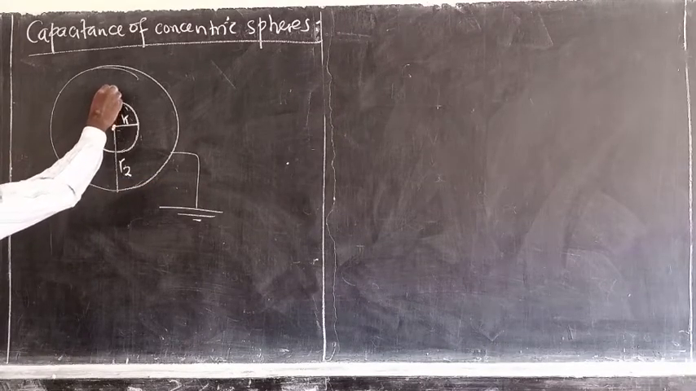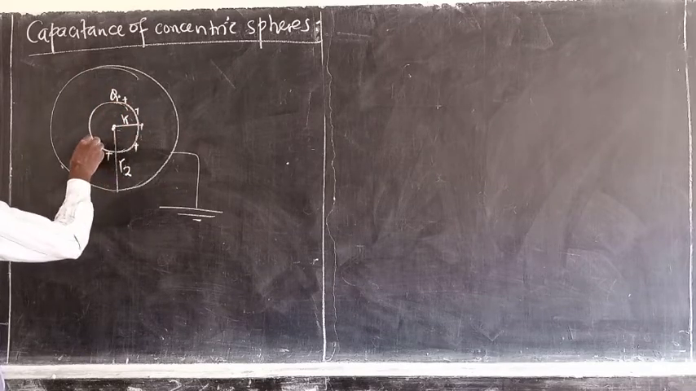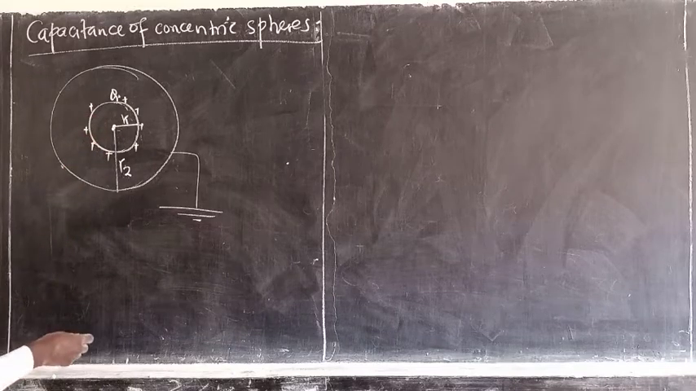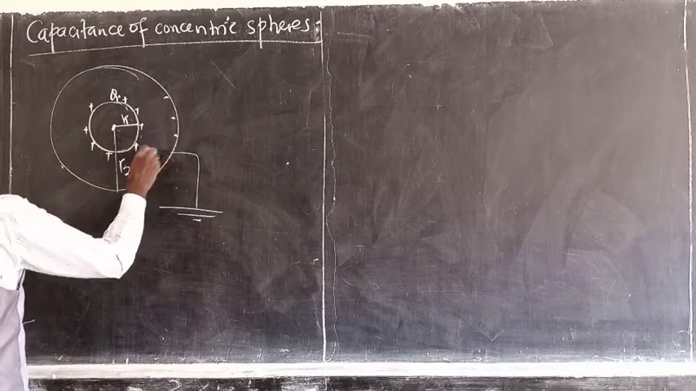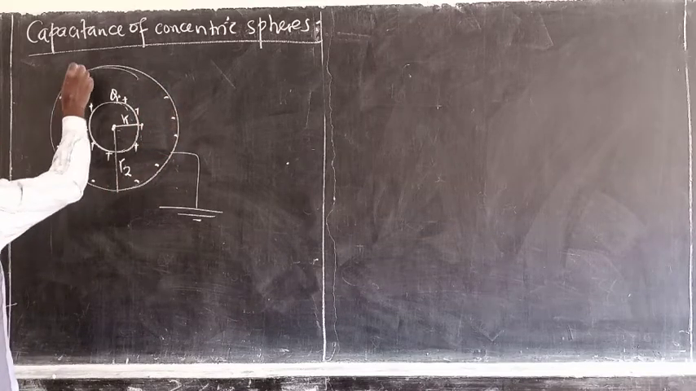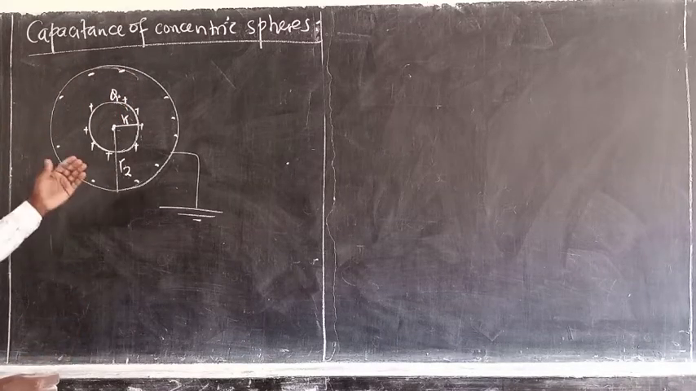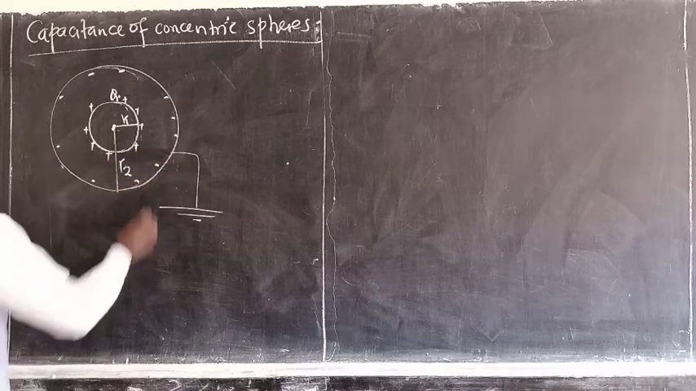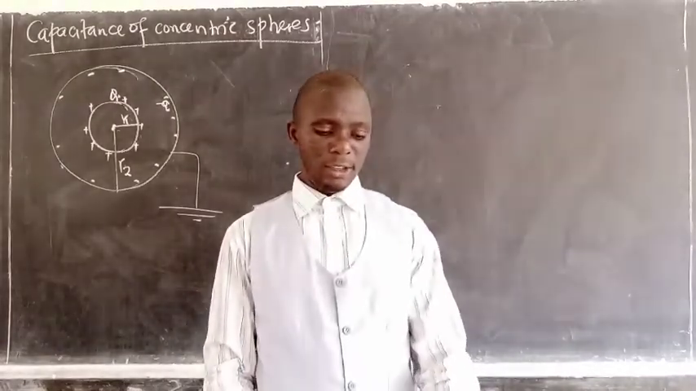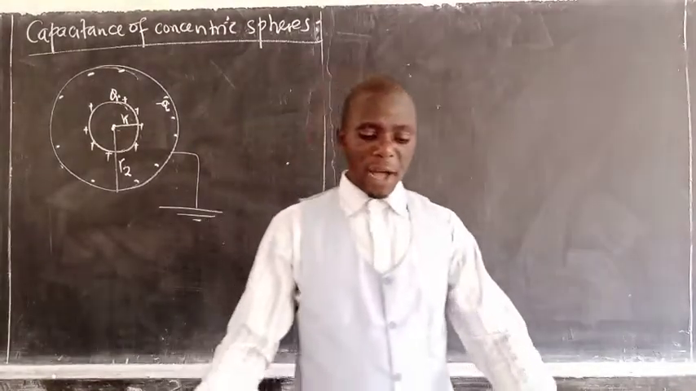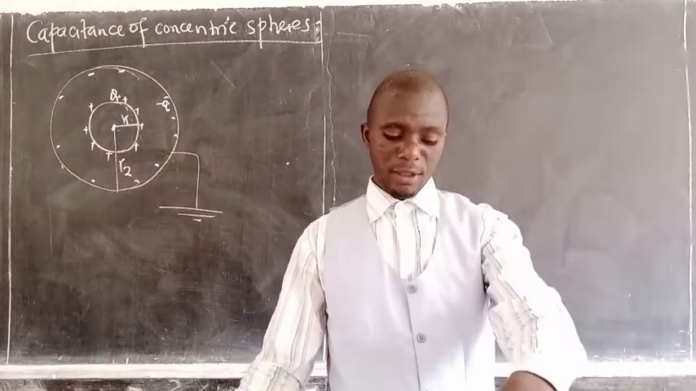And so if the inner sphere has a positive charge on its outer part, it will induce a negative charge on the inner part of the outer sphere. Okay? It will induce that same, which will be now negative charge. And therefore, what is the potential difference of the arrangement?